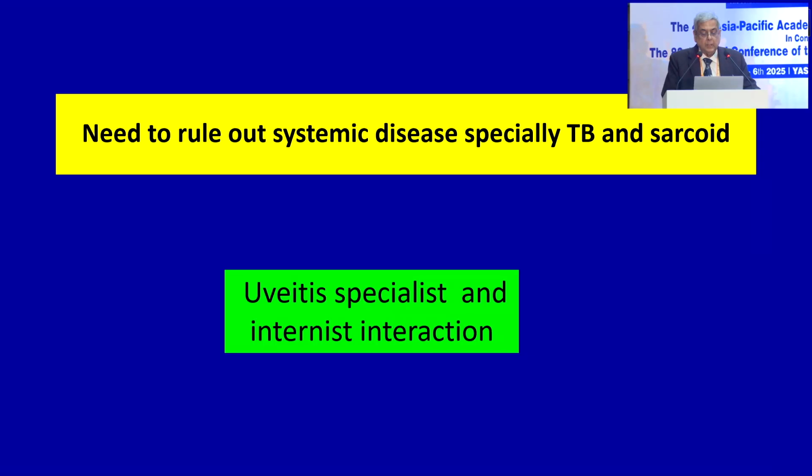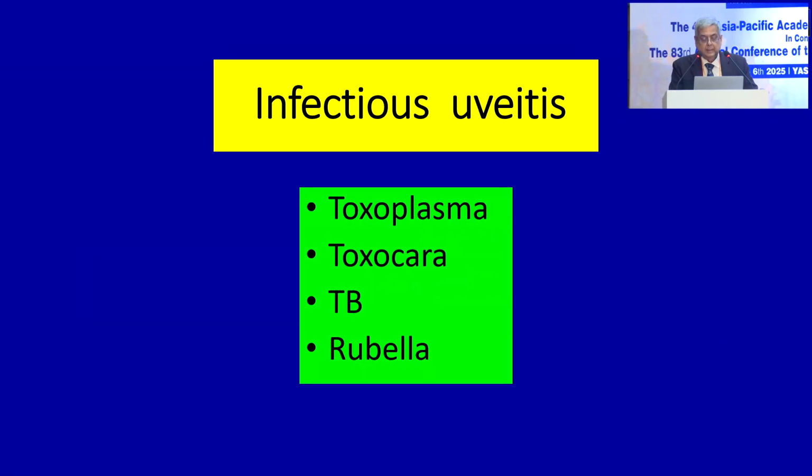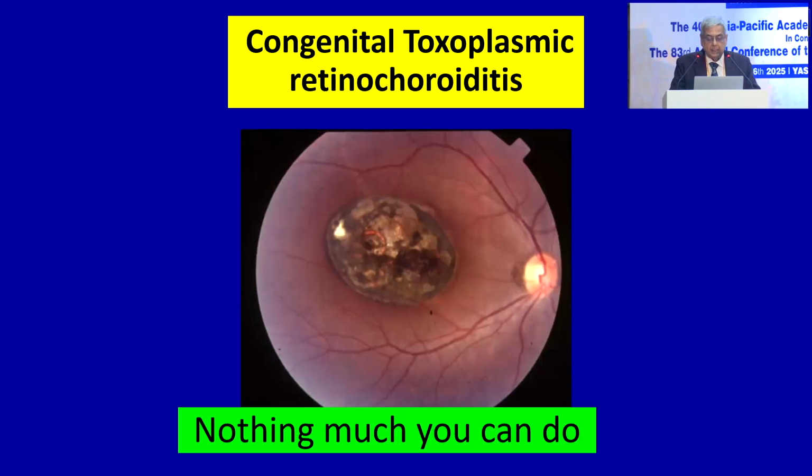Now we need to rule out systemic disease, especially TB and sarcoidosis. Uveitis specialists need to work with internists in this type of cases. Now coming to the infectious uveitis, an infectious cause is responsible for 6 to 33% of all cases of pediatric uveitis. This could be toxoplasma, toxocara, TB, rubella. Congenital toxoplasmic retinochoroiditis we are seeing less and less nowadays. Nothing much you can do in this case.